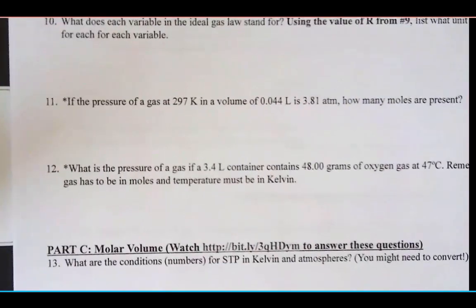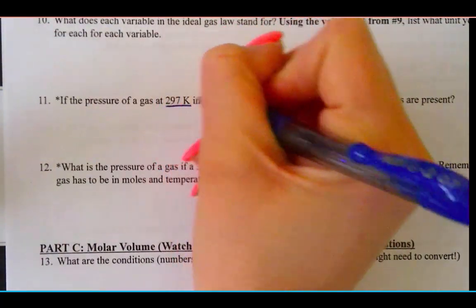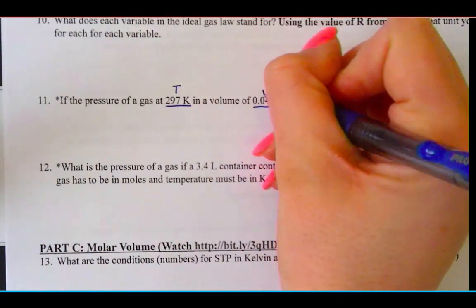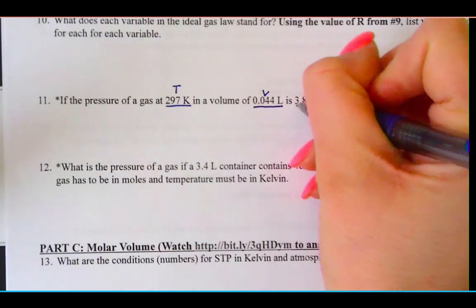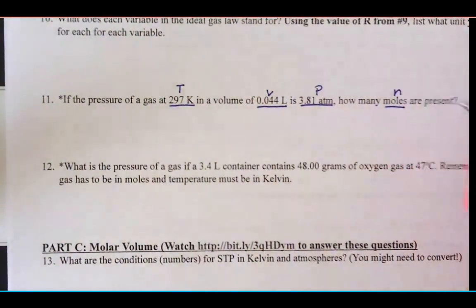So if we go to number 11, all right, our first starred question. If the pressure of a gas at 297 Kelvin, so Kelvin measures temperature, in a volume of 0.044 liters is 3.81 atm. So I have temperature, I have volume, I have pressure. How many moles are present?